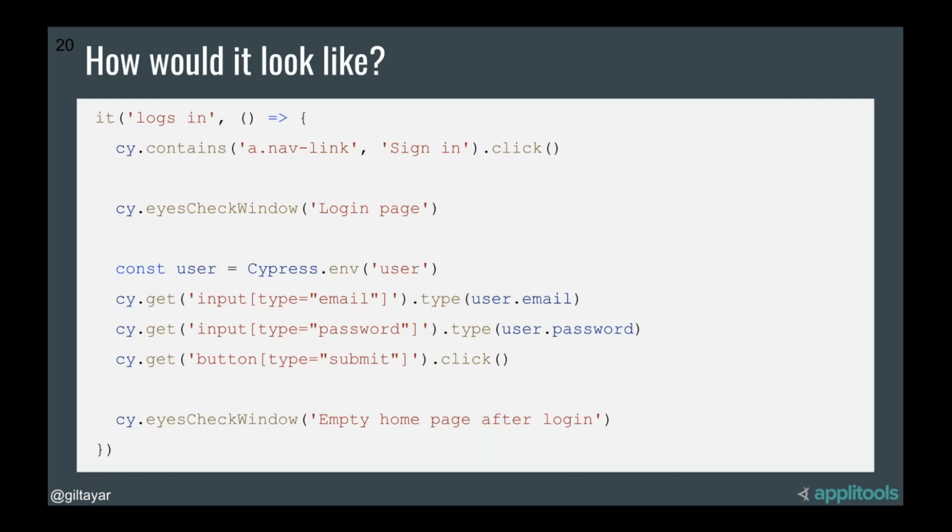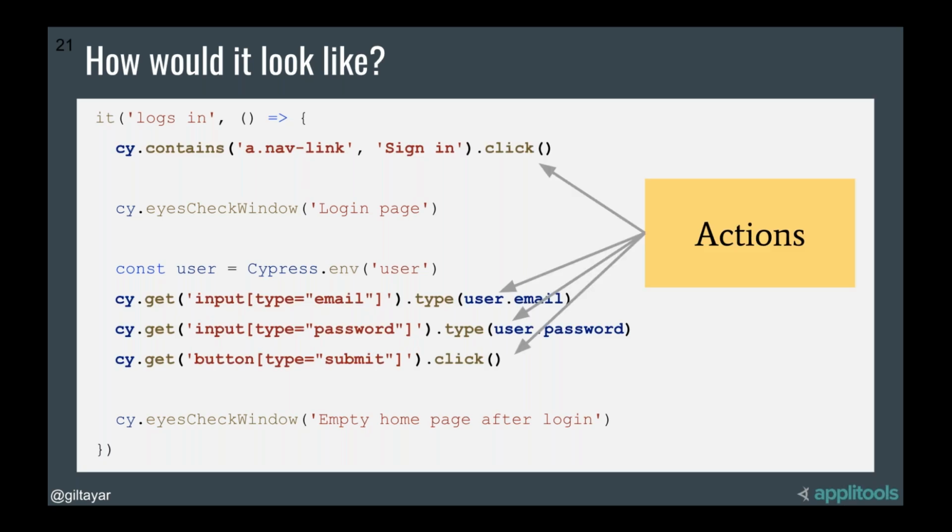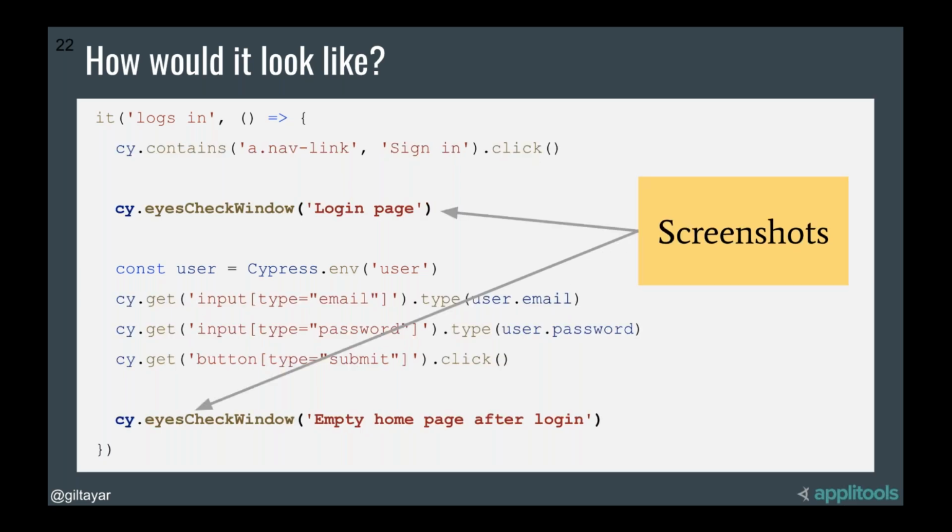It's the regular it, and you can see Gleb's code here, site.get, site.contains, click, type, etc. And those are the regular Cypress actions. And those are what you want to do when you log in. You click on the sign-in link, and then you type in the user email, user password, and then you click on the submit to log in. But what if you want to visually test the login page and visually test what happens after the login page, the empty homepage after the first login? And the answer is you take screenshots.